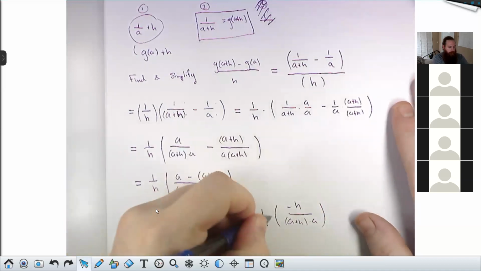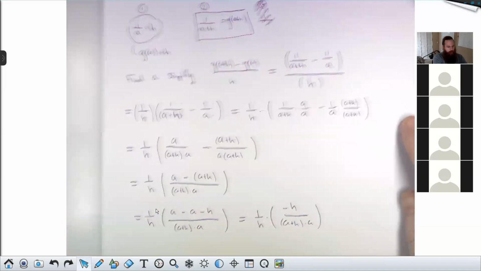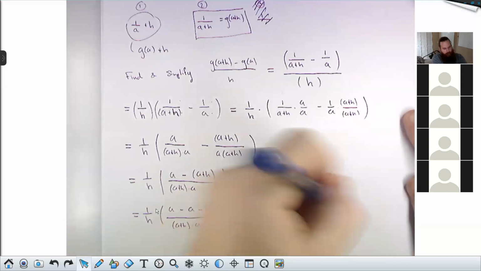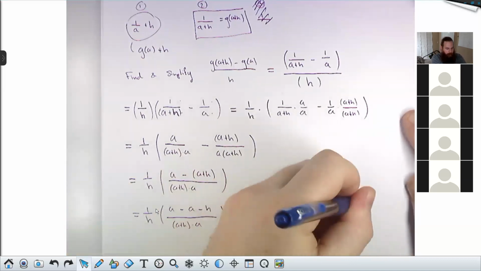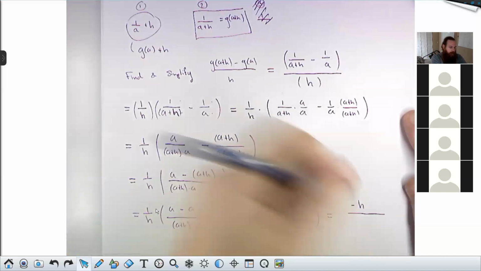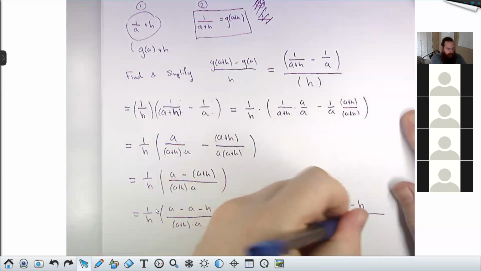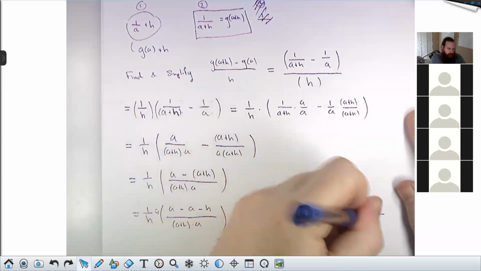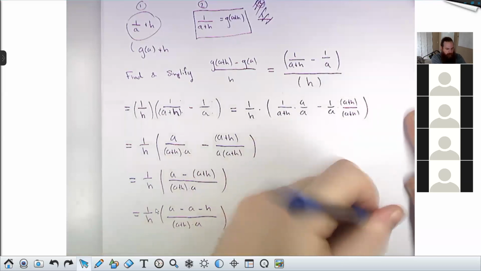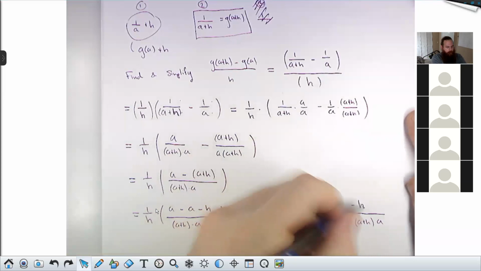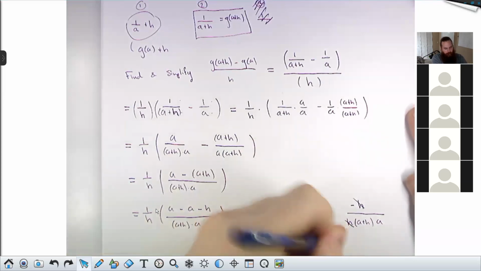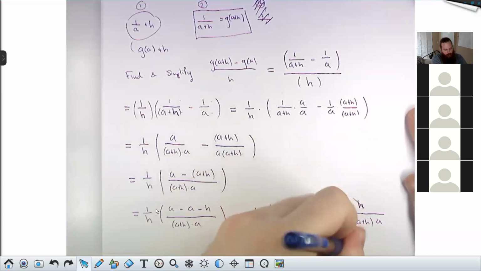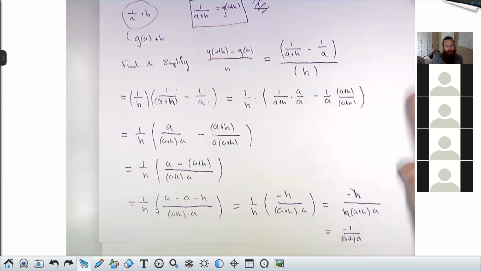And now I'm multiplying these two fractions. I can multiply straight across. That'll be 1 times negative h, well that's negative h. And downstairs I'll have h times a plus h times a. And we can cancel the h's. So we get negative 1 over a plus h times a, like this.